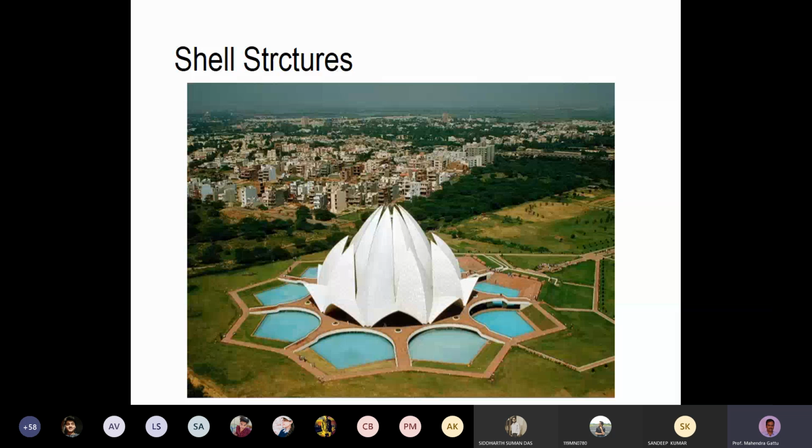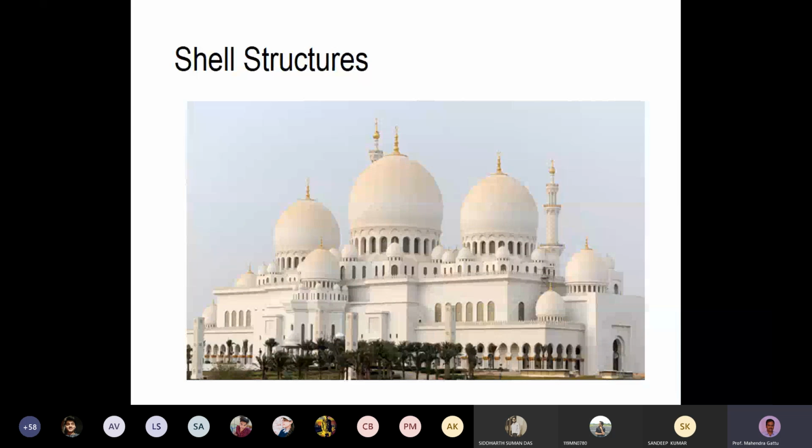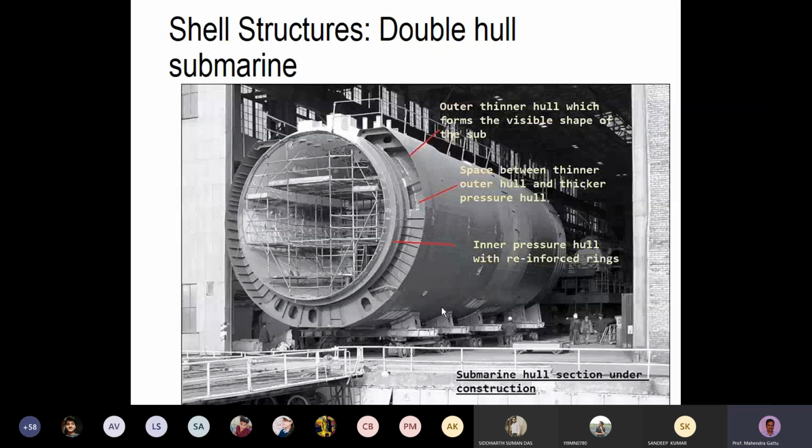So these are some shell structures. This one is in Delhi, and some more structures you can see. And this shell structure is a submarine. It consists of two hulls. One is the interior one and the other one is the exterior one. So these hulls will house the submarine. It gives the space for placing equipment and all the machines in the submarine.